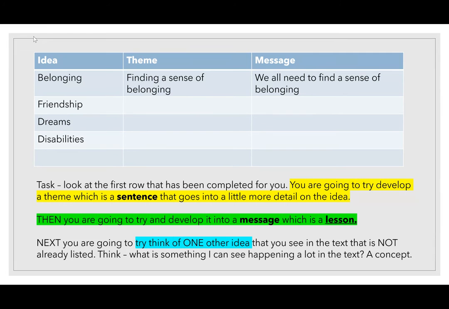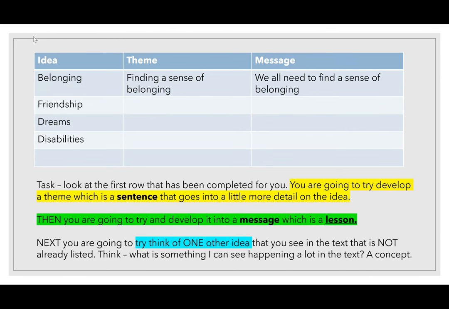So these are the ideas, themes, messages grid that I've come up with, and these are 4 ideas that I've come up with. The idea of belonging, the idea of friendship, the idea of dreams, and the idea of disabilities. Okay, so what I want you to do is to copy those down. You can make up a grid like this if you're on a device. You can draw or rule one up in your book, or you can just have loose columns if you're doing this on a piece of paper.